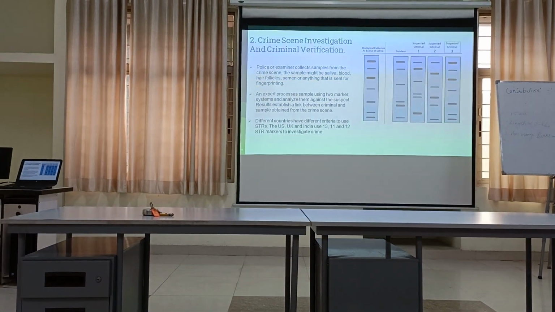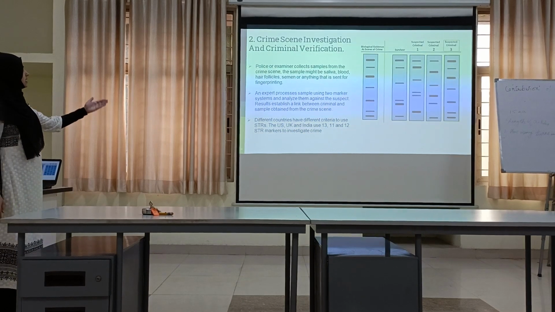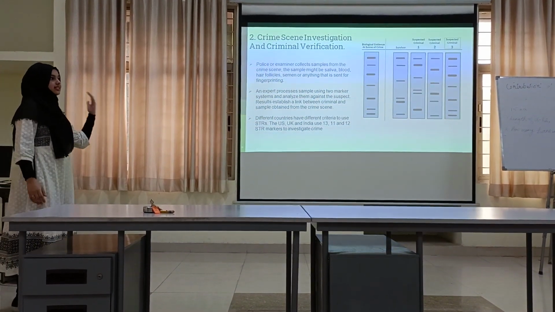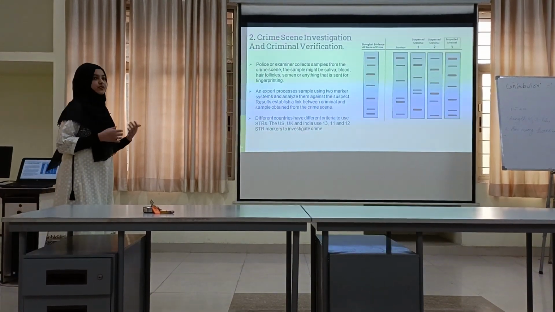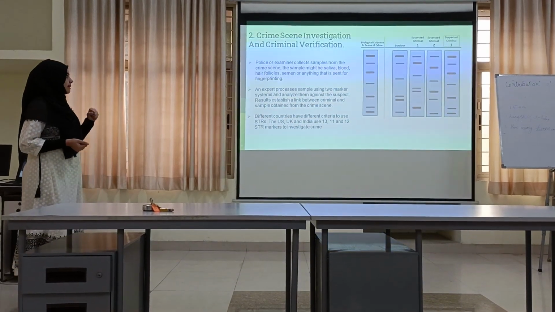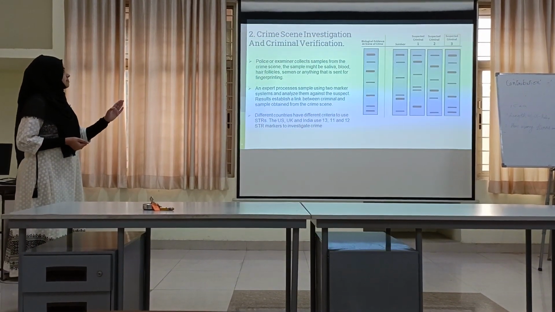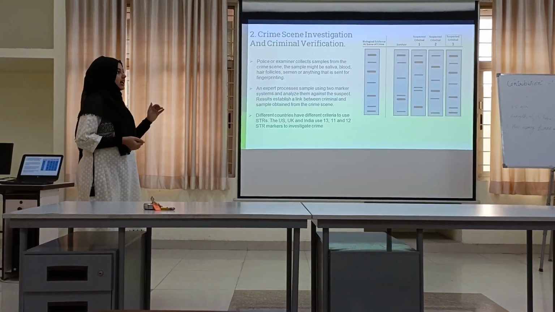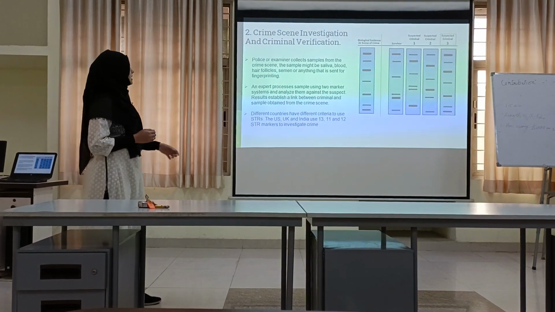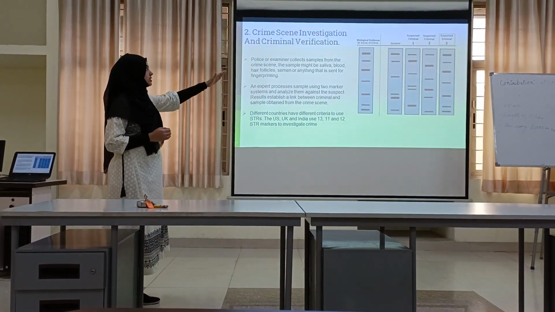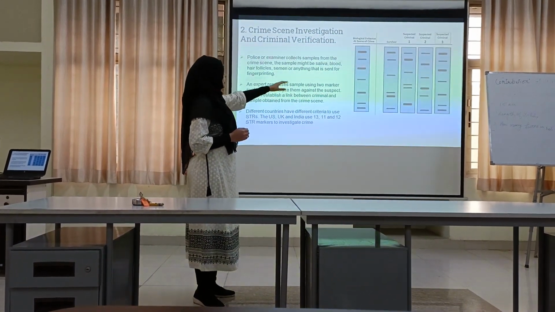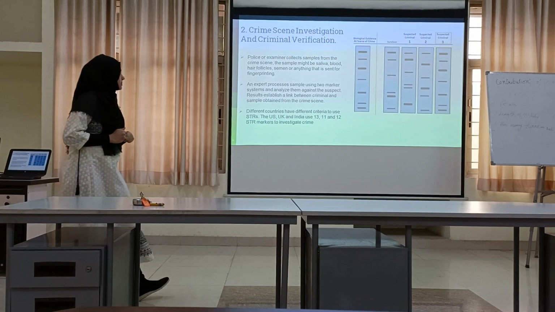The second application is obviously in forensic sciences, in crime scene investigation, criminal verification. Police actually use this technique to catch the culprit, as we've already seen in CID. This is discussed a lot. An expert processes the sample and analyzes it against the suspect. As you can see in the picture, a DNA profile is made from all the samples that we can collect from the crime site, which is then matched to the suspect, and the person who has a similar DNA profile is then considered to be the criminal.